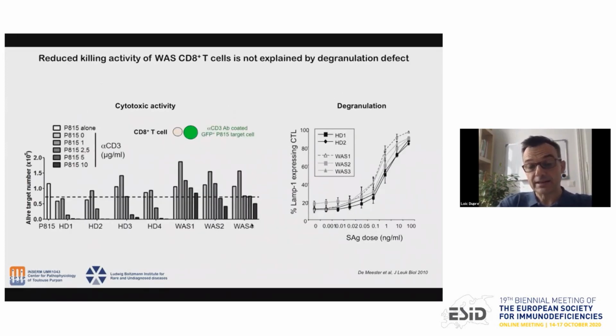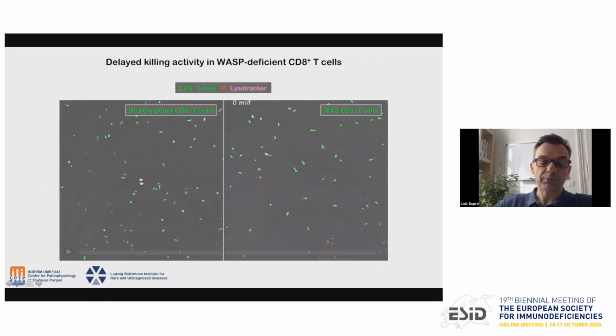But the lytic activity of those Wiskott-Aldrich syndrome CD8 T cells was defective. Here assessed in a flow cytometry-based assay, where we measure the number of residual target cells. So you see that healthy donor managed to eliminate target cells in an anti-CD3 dependent manner, and WASP patient T cell failed to do so. This killing defect was not associated with a problem of degranulation, as seen here with normal LAMP1 exposure at the surface of the cell.